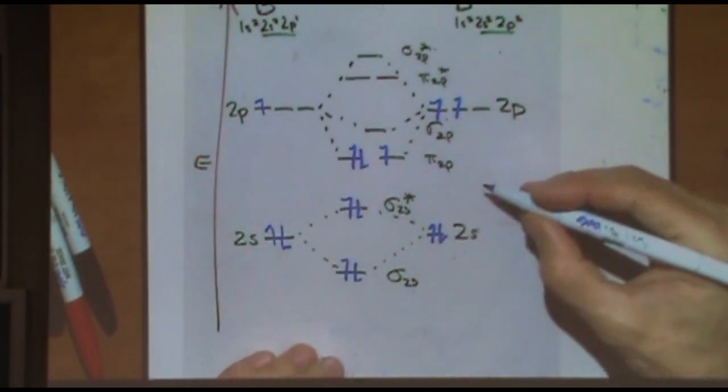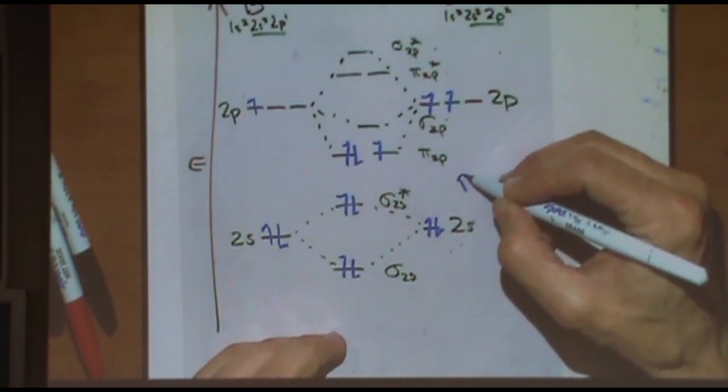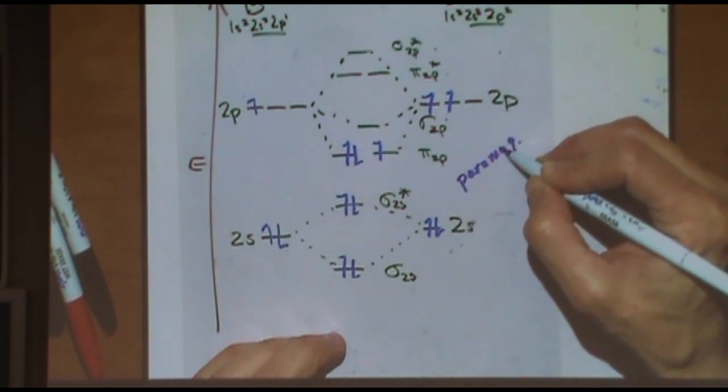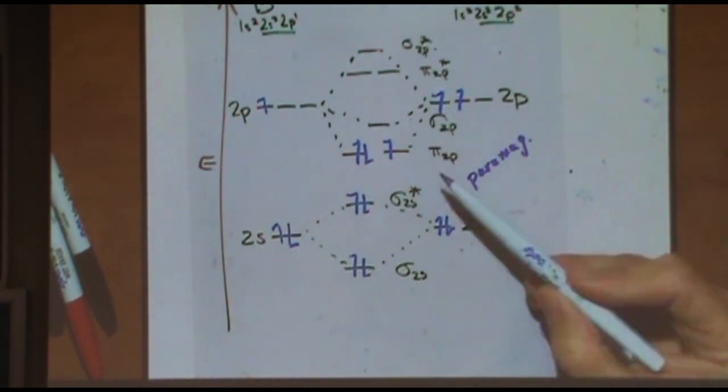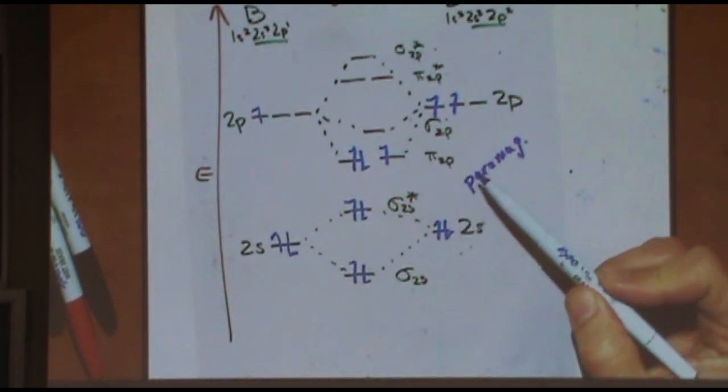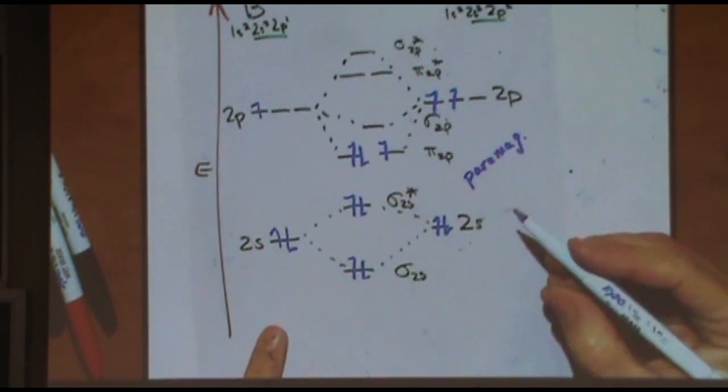What is the magnetism here? Paramagnetic. That means in the center on the molecular orbitals, there's at least one unpaired electron. That one electron's right there. So this has a magnetic moment or would respond to a magnetic field.